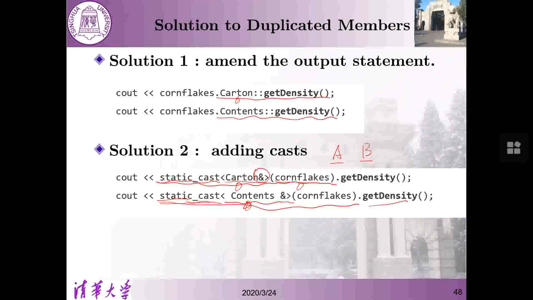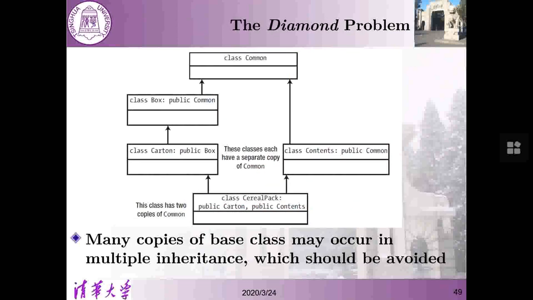Because it is public inheritance, a derived object is a base object, right? So we can do this kind of casting, okay? And for multiple inheritance, actually we have this diamond inheritance problem.